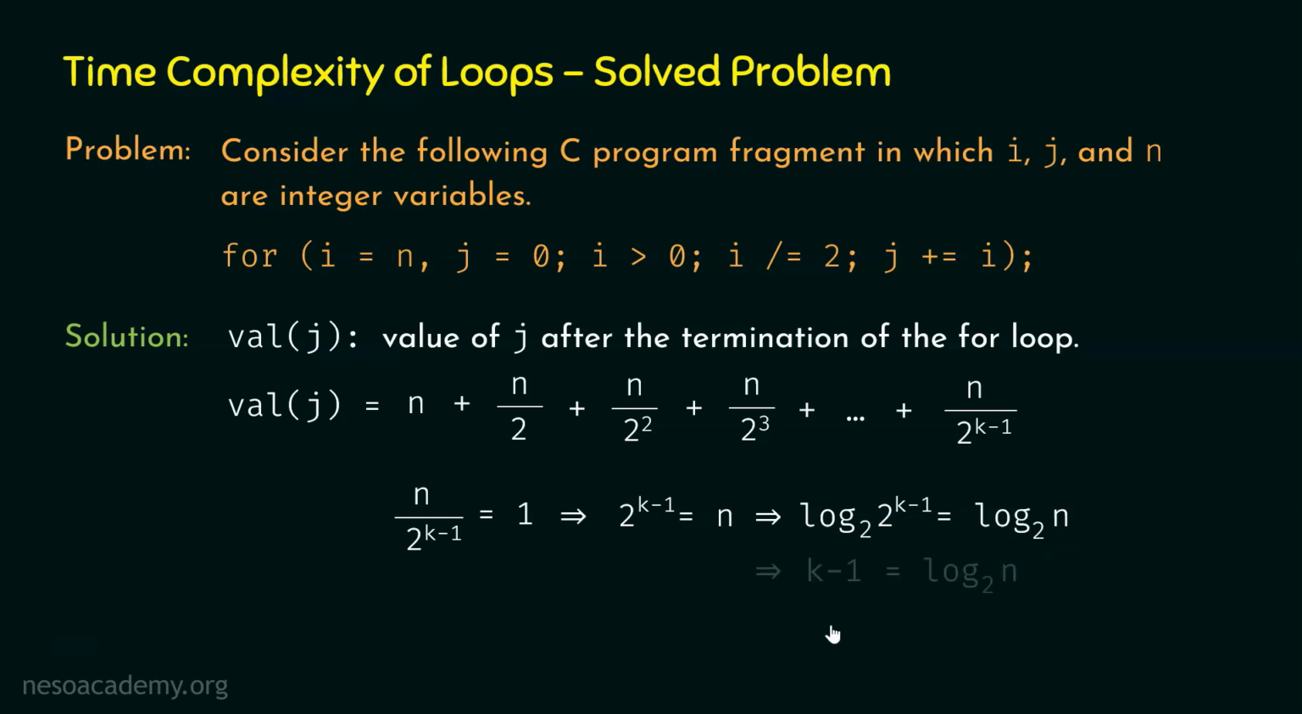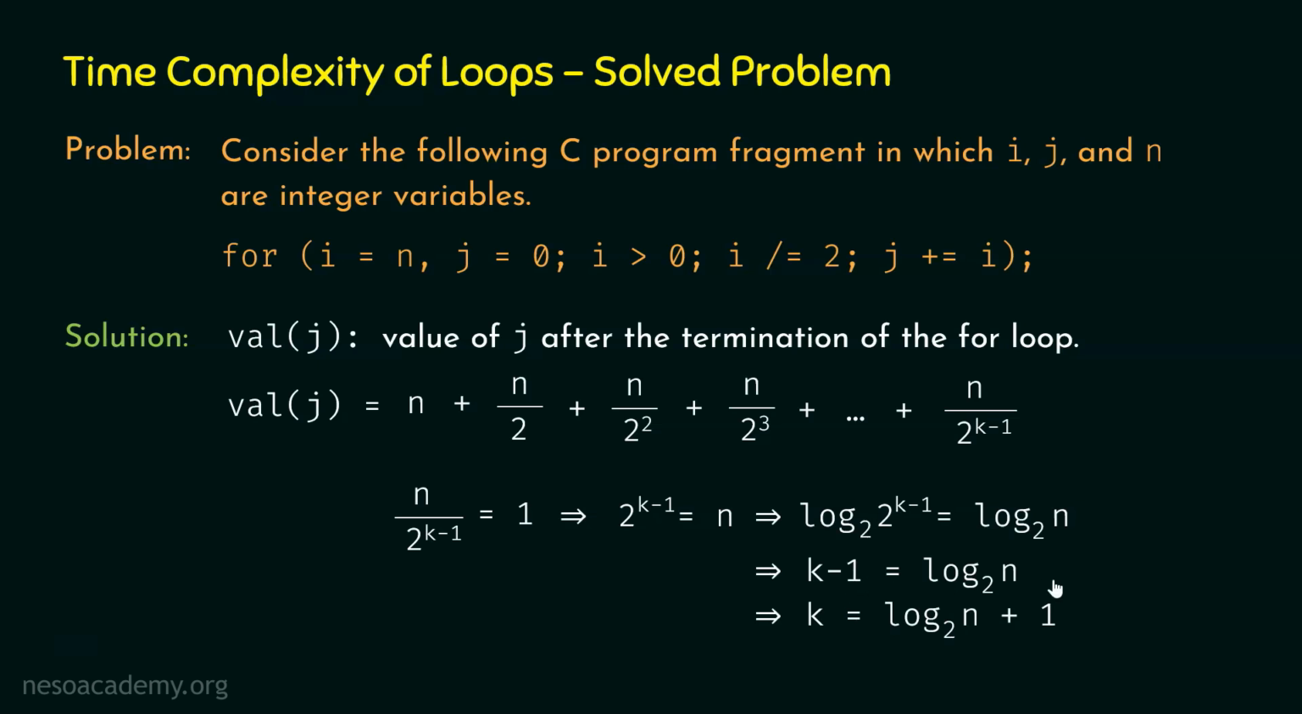So this is equal to k minus 1 equal to log n base 2. Because log 2 base 2 is 1, we are getting k minus 1 here in the LHS, because k minus 1 times 1 is k minus 1. And in the RHS, we have log n base 2. And this implies k is equal to log n base 2 plus 1.